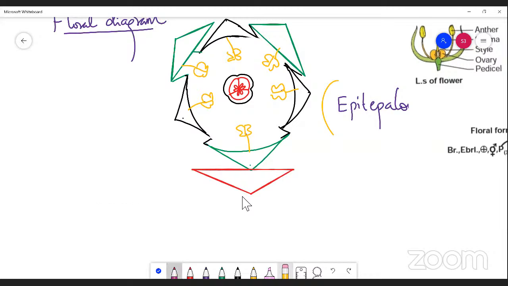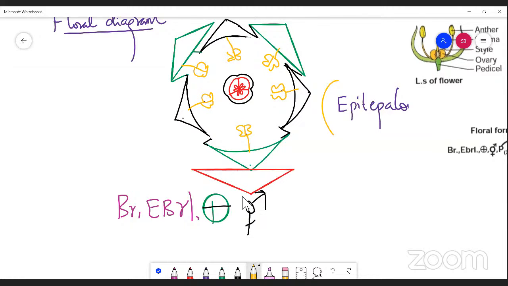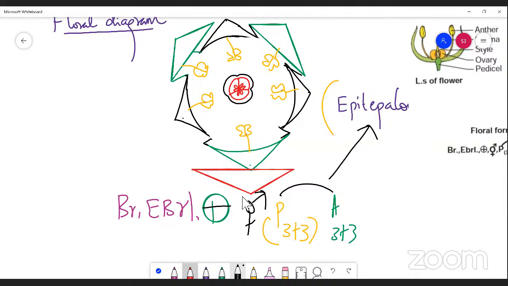I can say bract is present and ebracteolate, hence it is known as Br, EBrl, and the condition is actinomorphic. The type of flower is bisexual because male and female parts are present, and tepals 3 plus 3. There will be 6 tepals, which are fused at the base, right? Androecium stamens also 3 plus 3, right? Both the perianth and the androecium are joined together by means of epitepalous condition. The last one is the gynoecium, that consists of 3 carpels and 3 locules, trilocular, tricarpellary ovary.